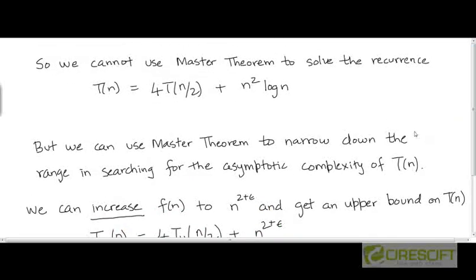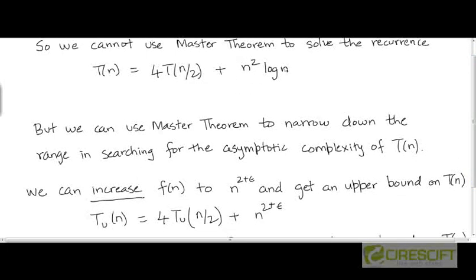So even though we cannot apply master theorem to exactly solve for t of n, as in the previous example, we could use master theorem to narrow down the range in searching for the exact asymptotic complexity of t of n. For example, we could increase this function n square log n to n to the power, say, 2.01, or in general n to the power 2 plus epsilon for some small value of epsilon. Now the resulting function n to the power 2 plus epsilon would be larger than f of n. Why? Because if we take the ratio of this function to this function, that ratio would be n to the power epsilon divided by log n, because n square would cancel out.